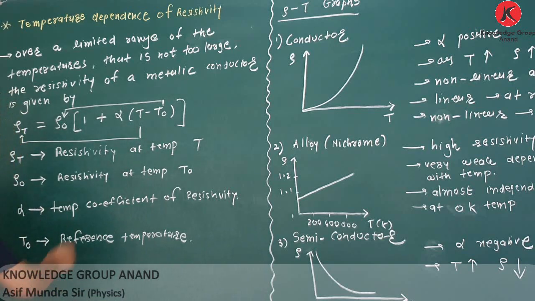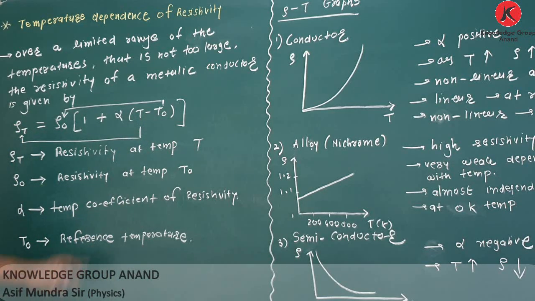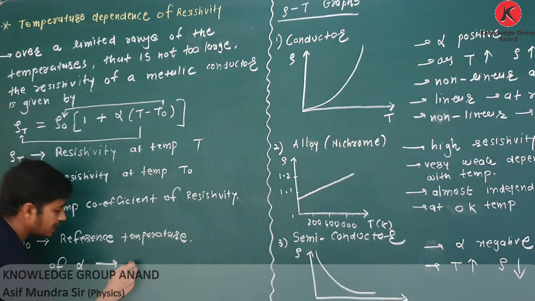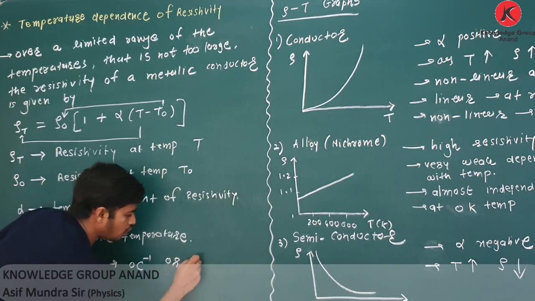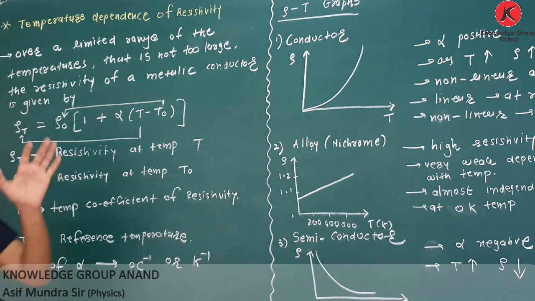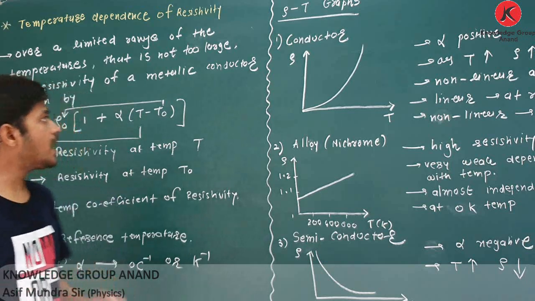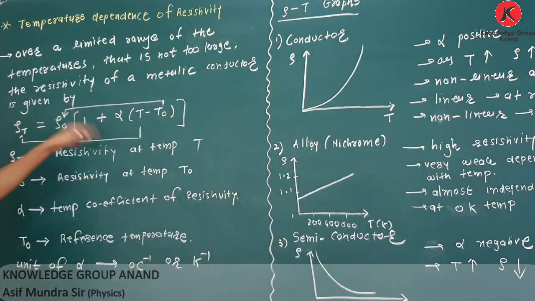Now see, the temperature coefficient of resistivity alpha is multiplied with the temperature difference. So what is the unit of alpha? The unit of alpha is degree Celsius inverse or Kelvin inverse. So remember this thing, okay? You have to remember this equation. Last year in the board exam, one question was asked from this equation, clear?